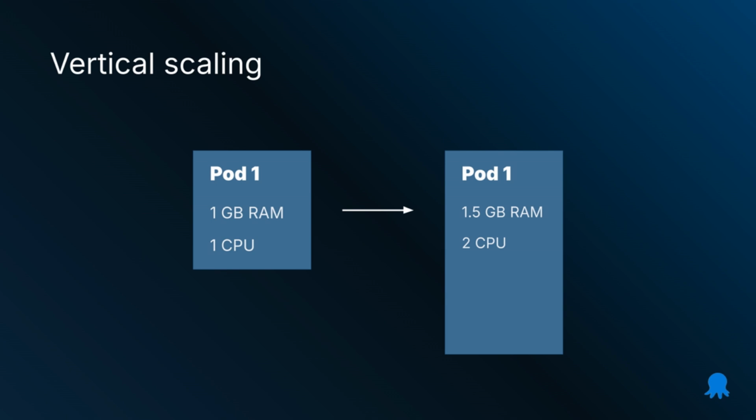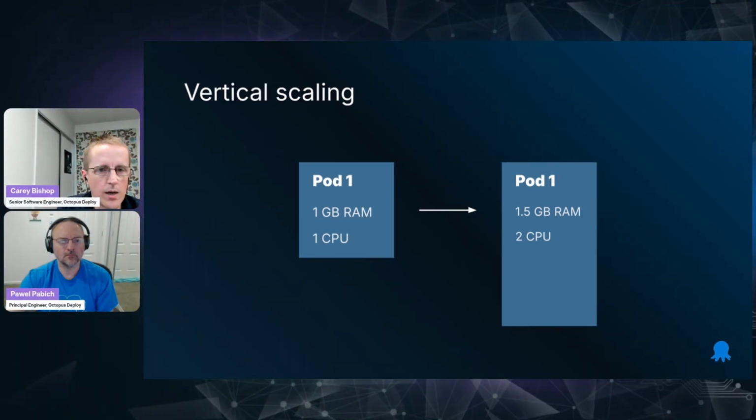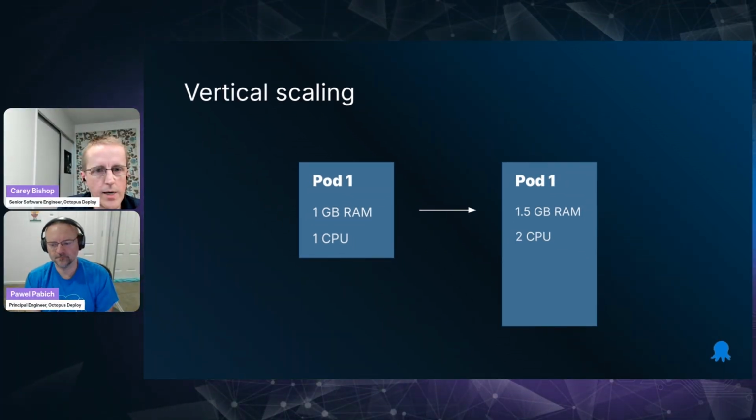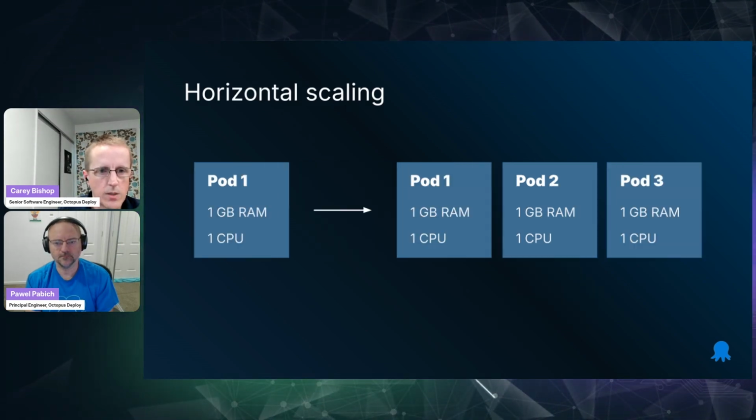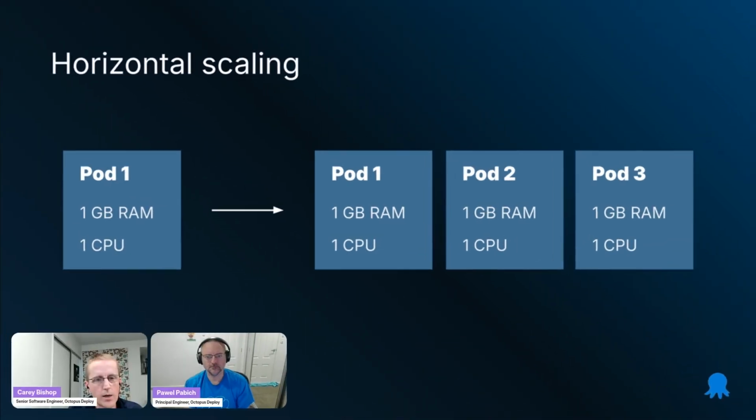In the case of vertical scaling, we're just taking the existing pod and making that pod bigger, giving it more resources. So in this case, we've got a pod that's running 1 gigabyte of RAM and 1 CPU, and we can vertically scale it up to have 1.5 gigs of RAM and 2 CPUs. In the case of horizontal scaling, which is what we want to be able to do, we end up just spinning up more pods. Those pods aren't any bigger, we just have more pods, and any of those pods can perform the operations within that cloud instance.